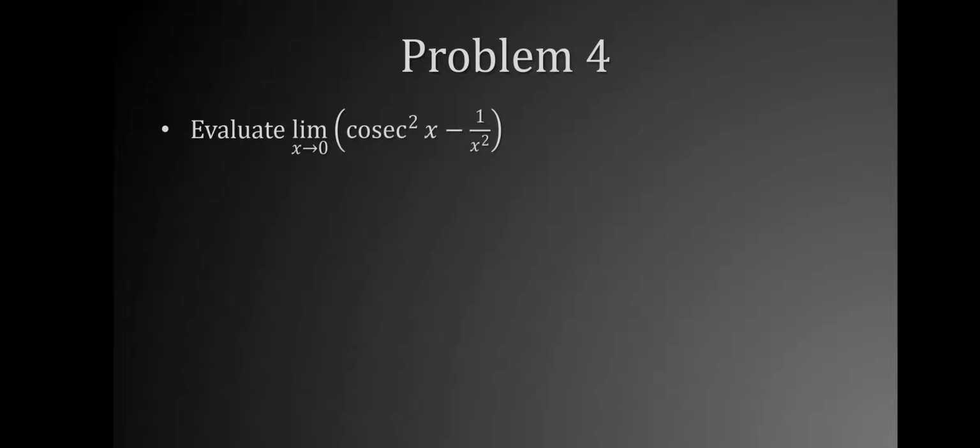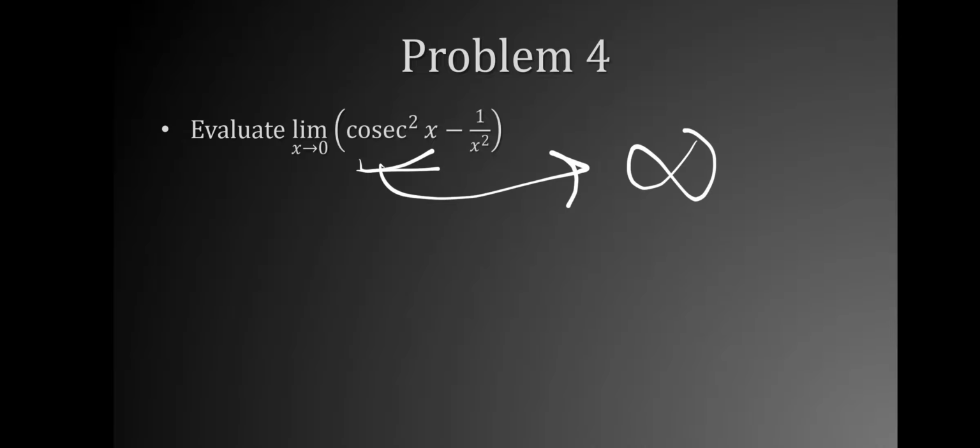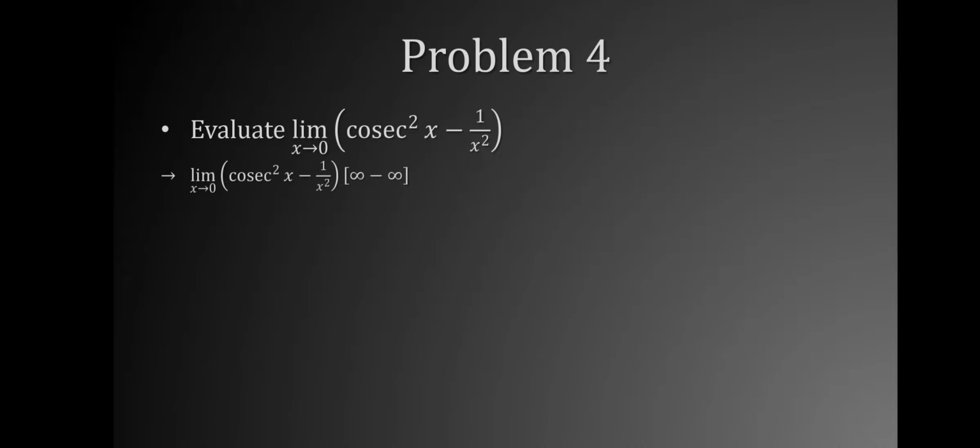So once again, let us do some checking. Cosec square x, obviously, as x tends to 0, cosec x is infinity, so cosec square x also tends to infinity. And obviously 1 by x square also goes to infinity. So therefore this is in infinity minus infinity form. Now let us start off.